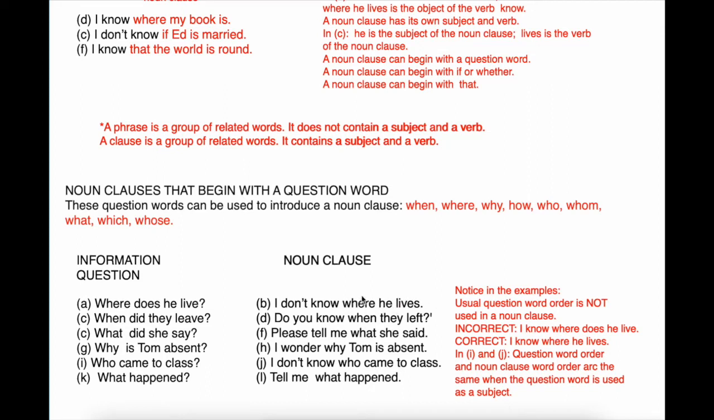That means I cannot say, I don't know where does he live. That is not a noun clause, because where does he live is a sentence by itself. Bu zaten kendi başına bir cümle. Bunu isim cümlesiyle kullanacaksam I don't know where he lives. Nerede yaşadığını bilmiyorum. When did they leave? Do you know when they left? Simple past. Because here it should be in positive form, not the question form.